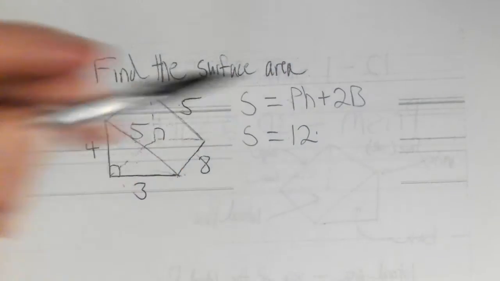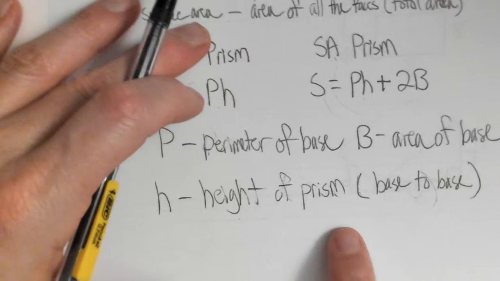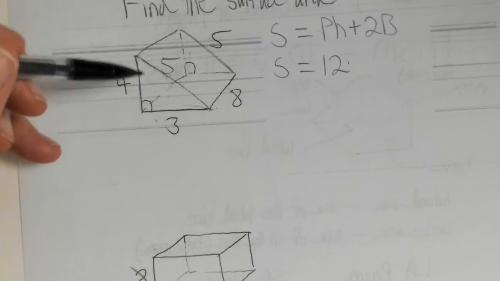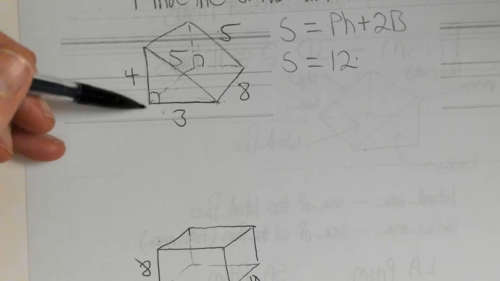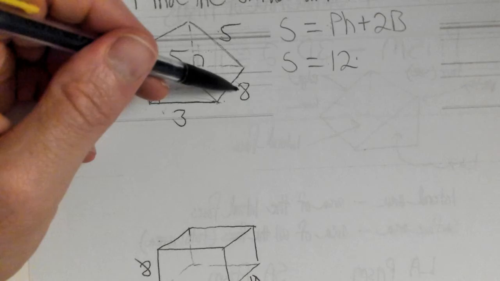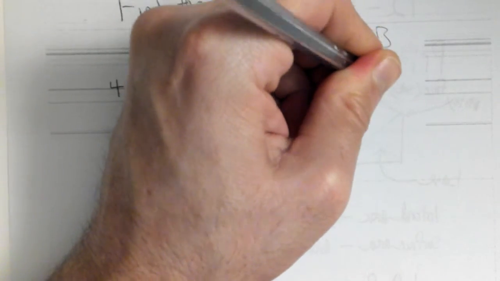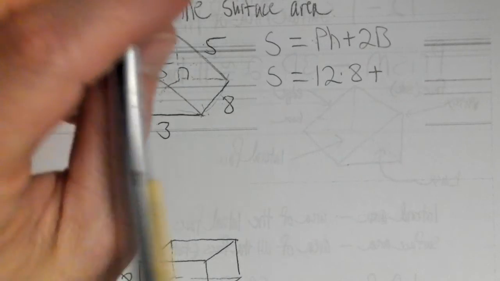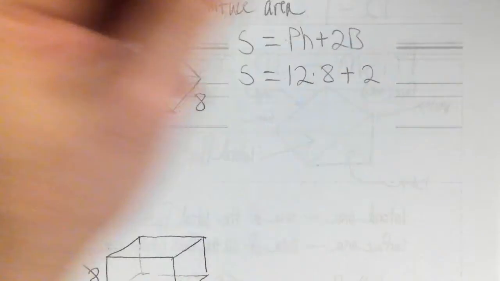Now, H stands for the height of the prism, which don't forget is from base to base. Okay? So it's not necessarily from top to bottom. So the height is not 4. The height is from base to base, which is actually 8. So it's 12 times 8 plus, remember, base to base is the height, times 2.